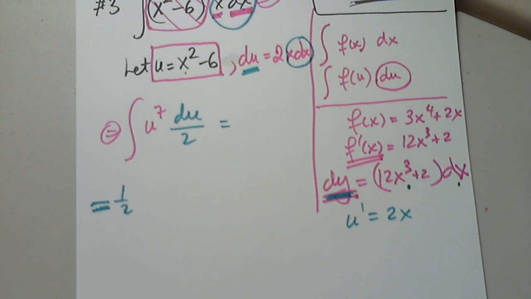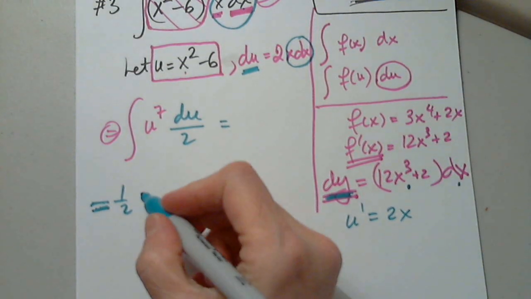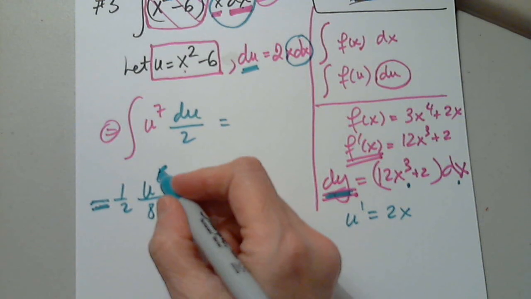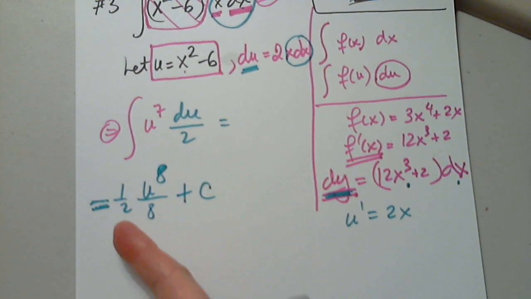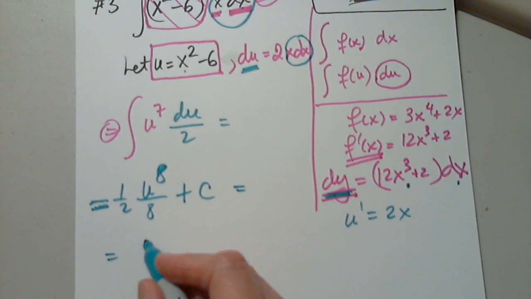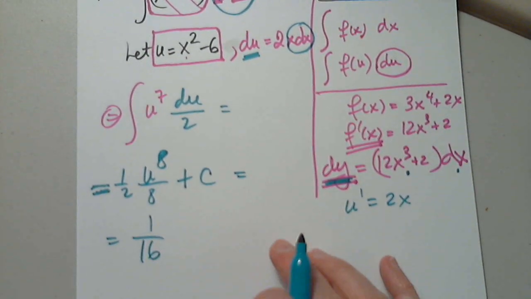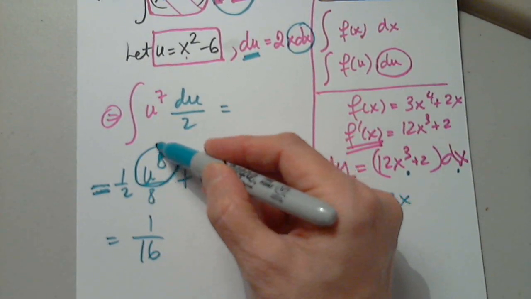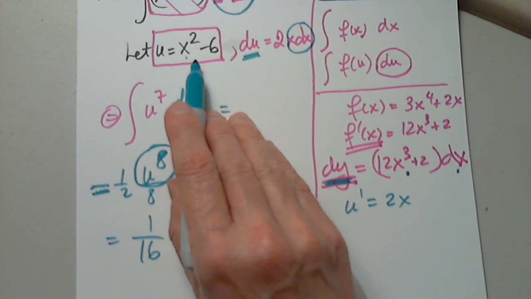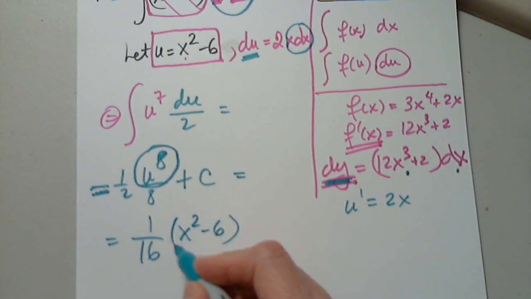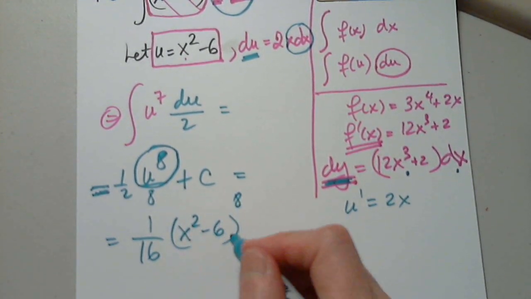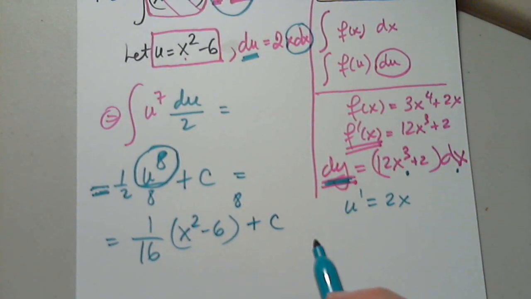U to the 8th over 8. Excellent. Very good. Thank you so much. U to the 8th over 8. Of course, plus a constant c because this is indefinite. I multiply here to get 1 over 16. But u has to be replaced by x squared minus 6. So this is x squared minus 6, to the 8th power, plus c.